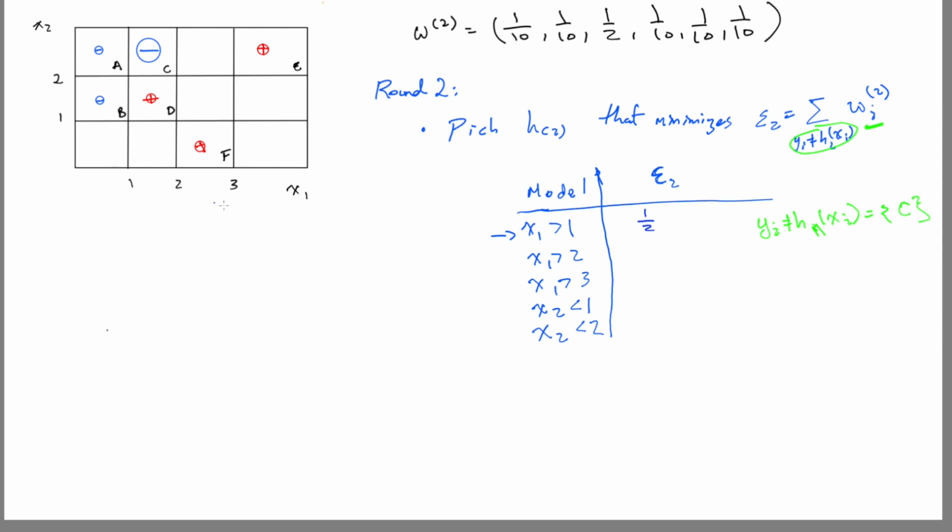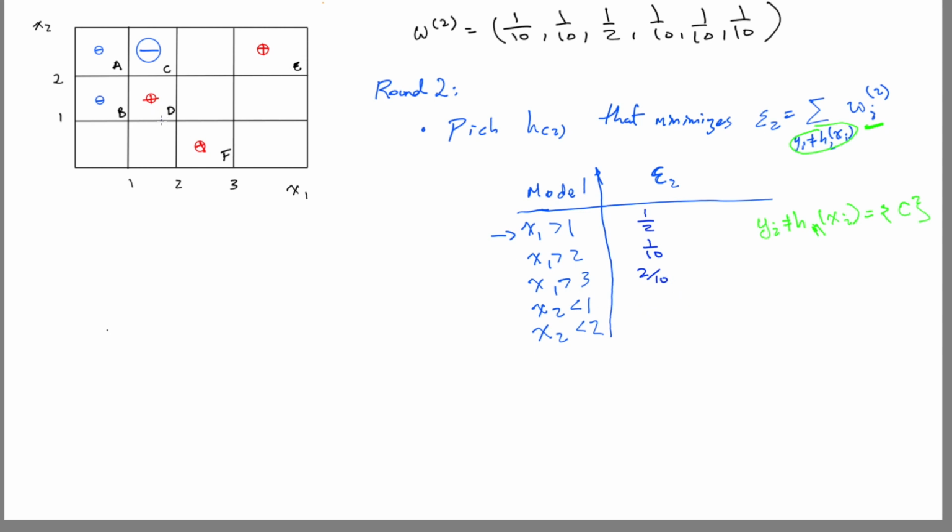Okay, what about x1 bigger than 2? Well, x1 bigger than 2 is this boundary here, and this one now is just misclassifying the point D. The point D has a weight of 1 over 10, so the weight here is 1 over 10. How about x1 bigger than 3? That's going to make 2 mistakes, on D and F, each of which has a weight of 1 over 10. So this is going to be 2 over 10.